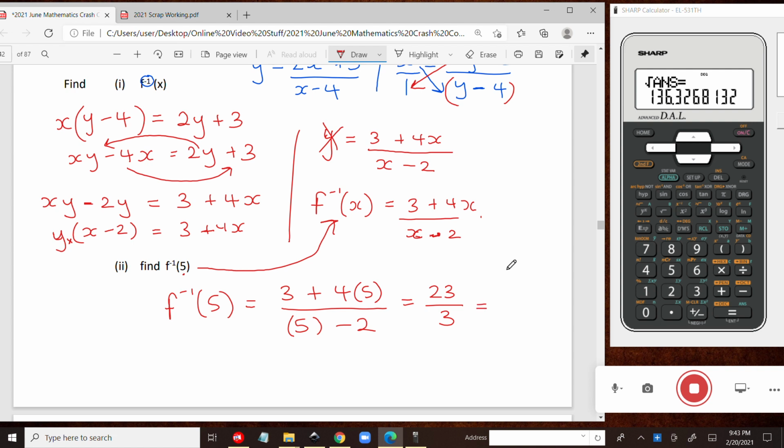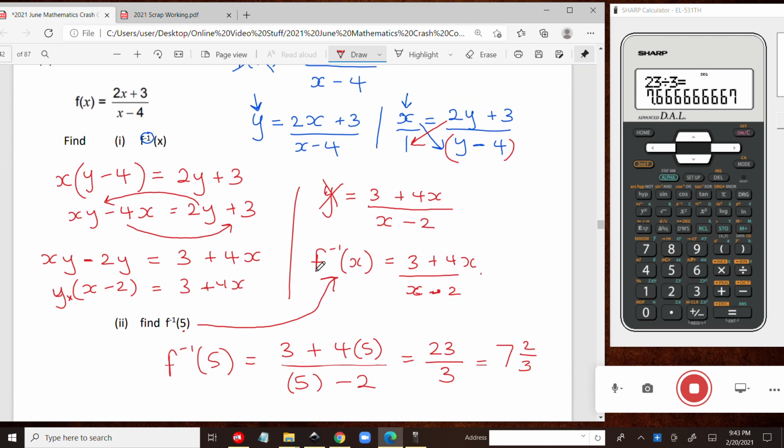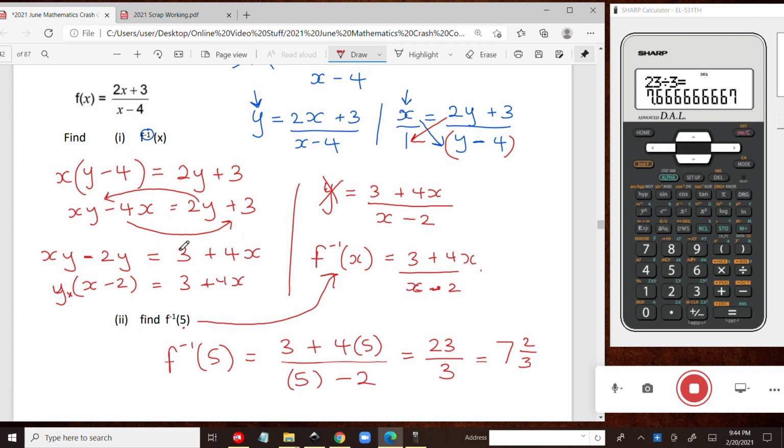So if we work this out, 23 divided by 3 is 7.66666 or 7 and what? 2/3. Right? If you want to put 7.67 and round it off, it's really up to you. Alright guys, so that's a functions question. The only reason I rushed through it so fast is because I just suggested 2 videos that explain this in detail with tons of examples. Okay?